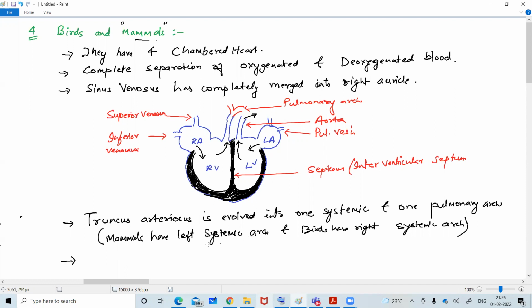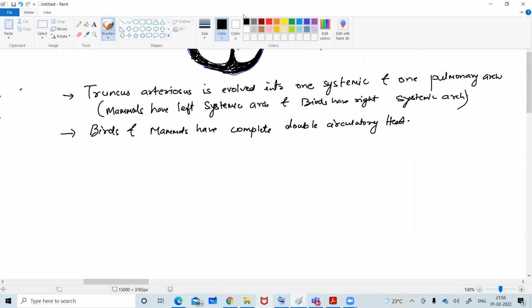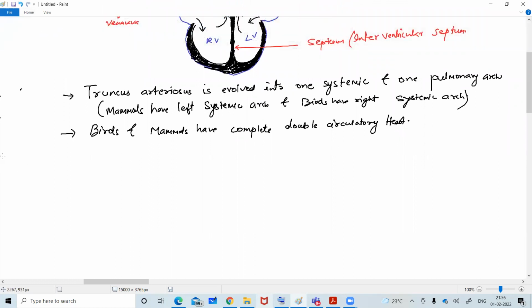Last point you can say that as it is they have two different types of circulation. So you can say that birds and mammals have complete double circulatory heart. Right, so this is a basic introduction about four-chambered heart present in birds and the mammals. Right. Now we will primarily focus on structure of mammalian heart. Okay.